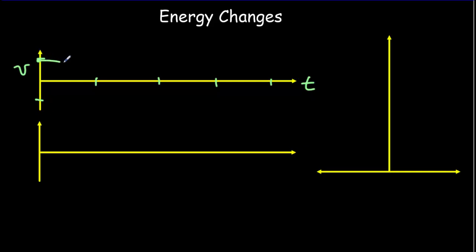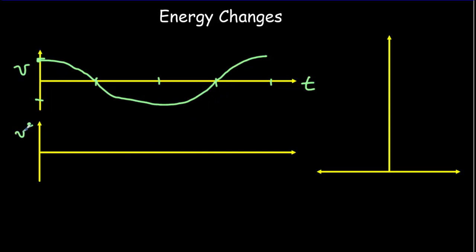After a quarter of a period, it would reach the end point. Then it would turn around, go in the opposite direction, come back, there's the end point again, and then it would reach a maximum value again as it went through the equilibrium point. So there's our v-t graph.